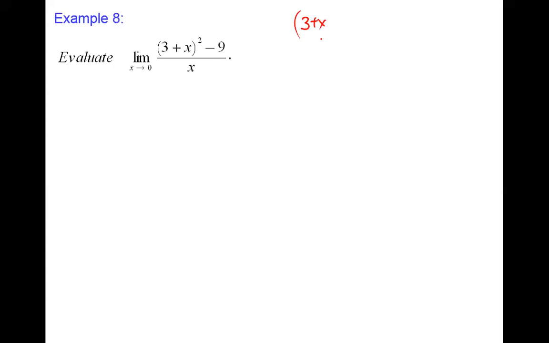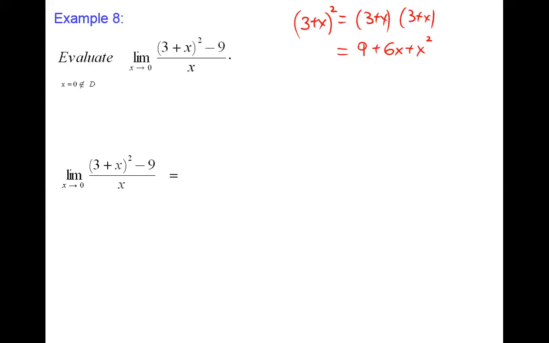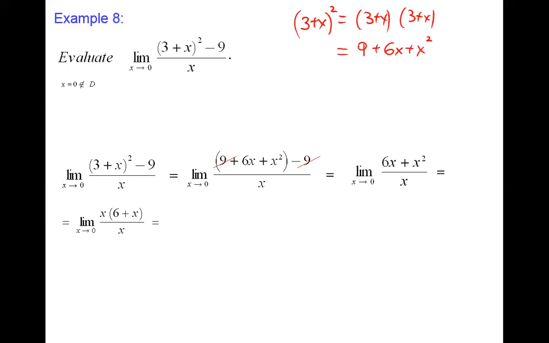And please remember, if you don't remember (3 plus x) squared right away, you can simply FOIL. This will be 9 plus 6x plus x squared. Let's expand this, minus 9. Now we see on the top the common factor x. Let's factor out x, and that's my 0. The x is gone, the 0 is gone. I can substitute 0 instead of the x which is left in the formula, 6. The limit at 0 is 6.